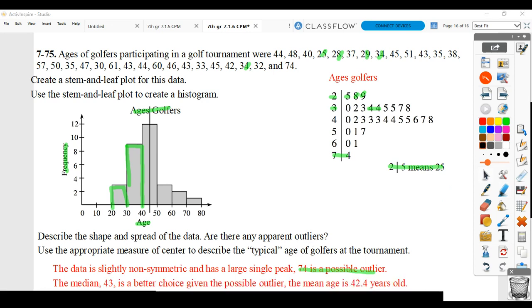And then they want you to describe a typical age. Well, a typical age, remember, is always a median or a mean. The median, if you put these numbers in order and pick it out, is 43. And again, if there is outliers, we usually say median is a better choice because the mean can be skewed by outliers. But actually, if you figure out the mean, it's not too far off either, because there were some lower ages of golfers that also sort of averaged this out.